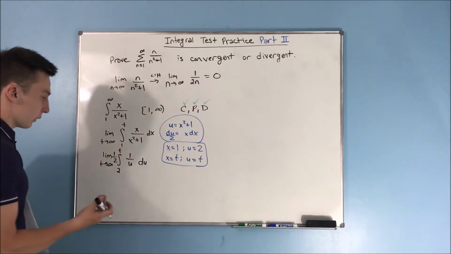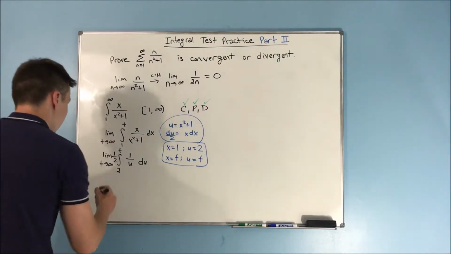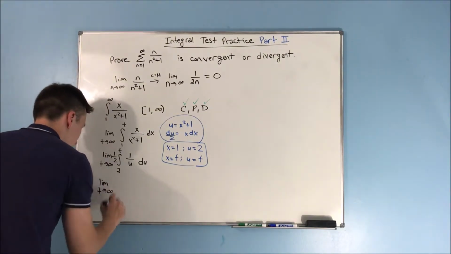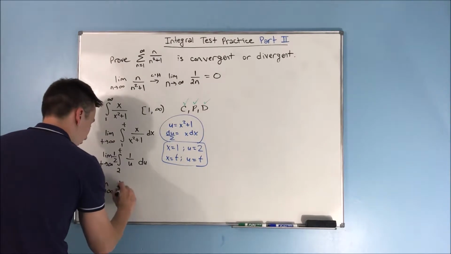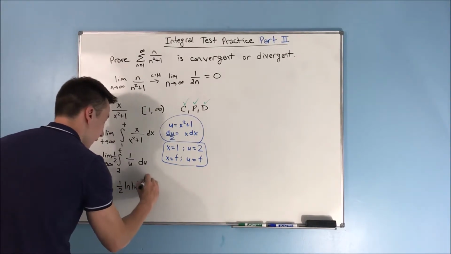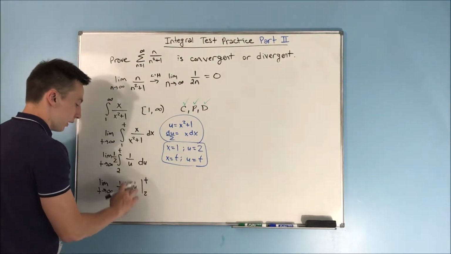All right, and, well, the integral of 1 over u, that's just going to be the natural log absolute value of u. So we can write this as the limit as t approaches infinity of 1/2 natural log absolute value of u evaluated from 2 to t. And we don't need these absolute value signs because these are positive values that we're plugging in, so we'll be all good.